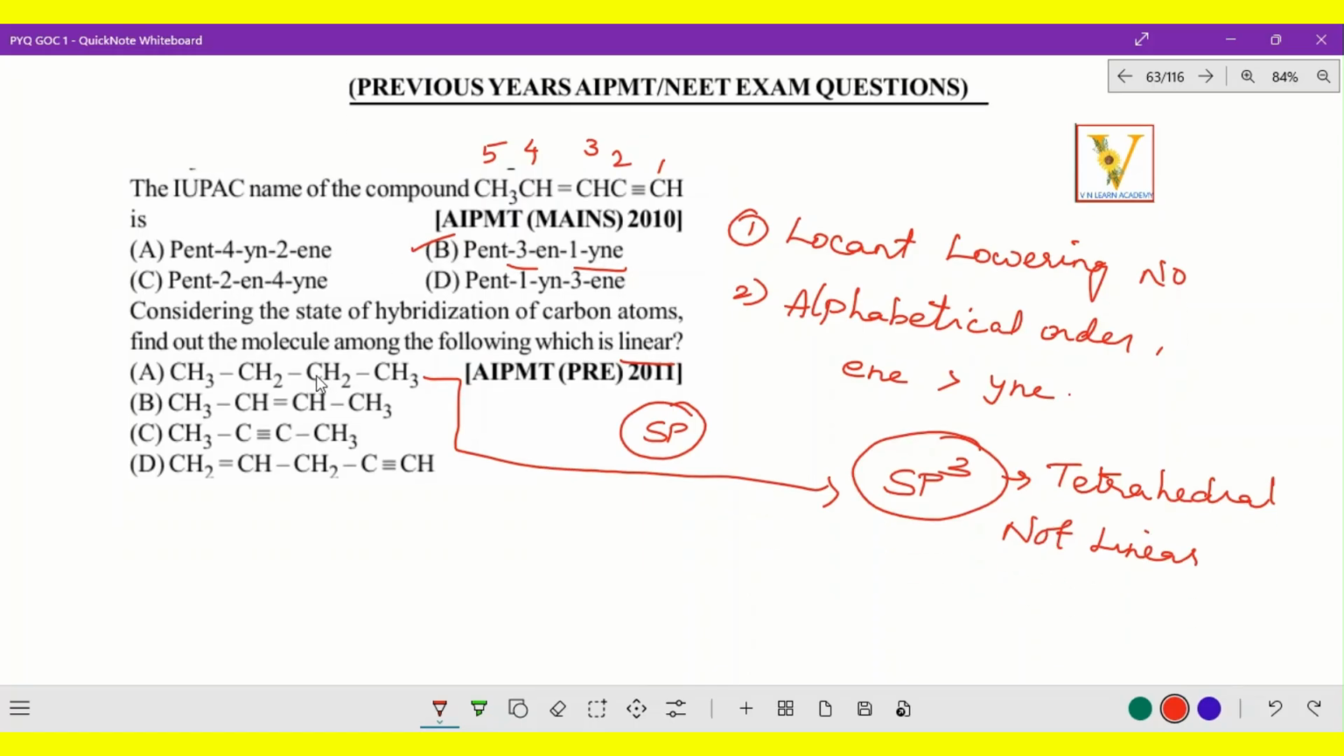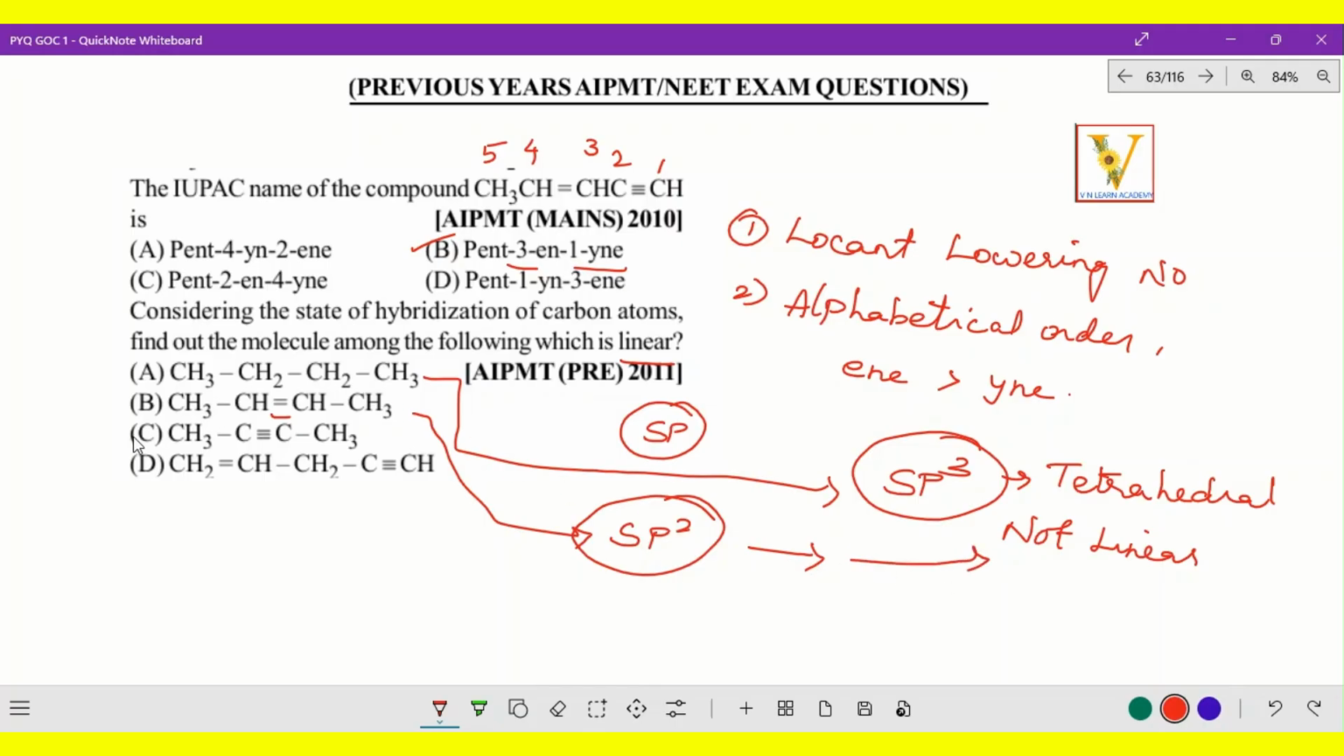And the second one, what is it? CH3, CH double bond CH, CH3. So the second one, what is it? In the middle point, sp2 hybridization it shows. sp2 hybridization also, it is not linear.